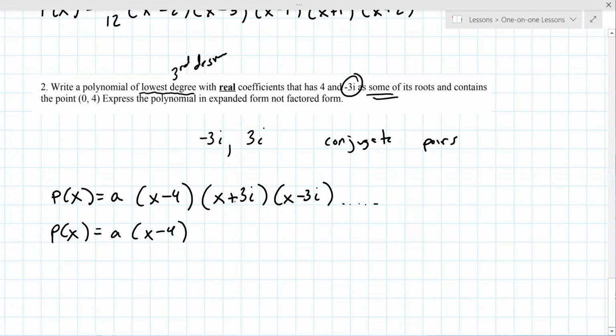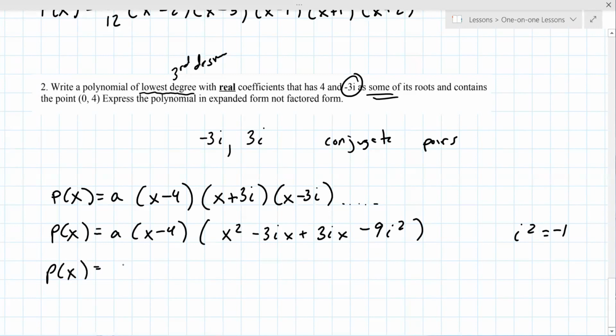So polynomial of x here, a times x minus 4. We're going to expand this on the right here. So you get x squared minus 3ix plus 3ix minus 9i squared. If you remember, i squared equals -1. The middle terms cancel. -9 times -1 gives you +9, so it gives you x squared plus 9 here.